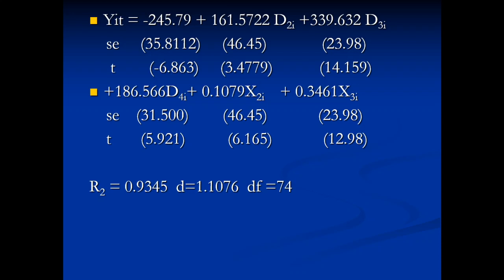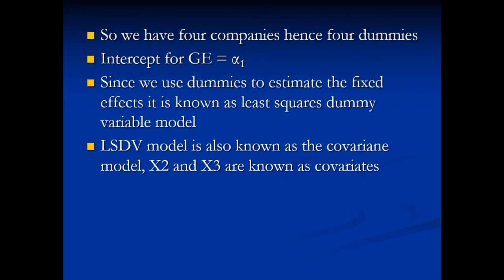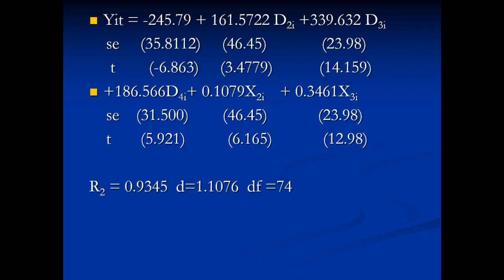So now you know how to write the investment equation for each company. So what was the first company? It is GE. For the first company GE, D2, D3 and D4 will be 0. So for the first company, Yit will be equal to minus 245.79 plus 0.1079 X2i plus 0.3461 X3i. For the second company, what happens? D3 and D4 will be 0. So for the second company, you will have minus 245.79 plus 161.572 D2i and then the terms in X2i and X3i. Similarly for the third company and for the fourth company.